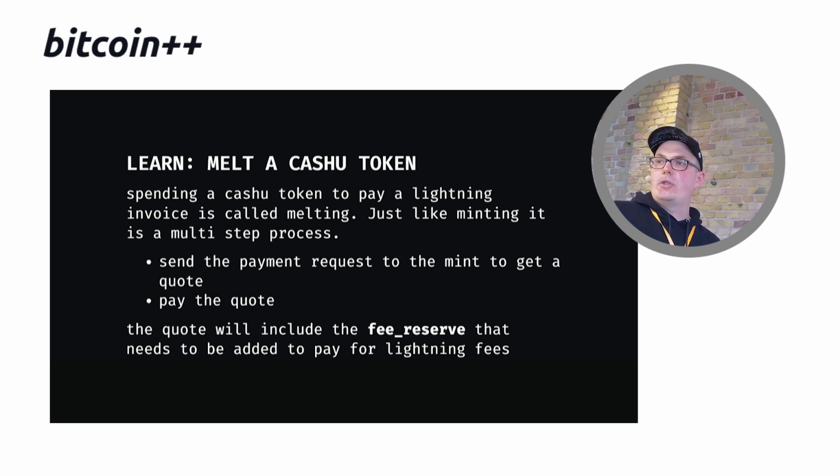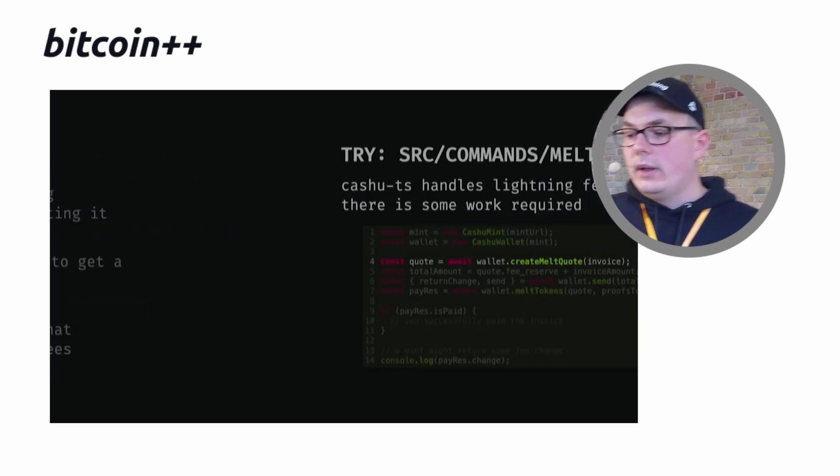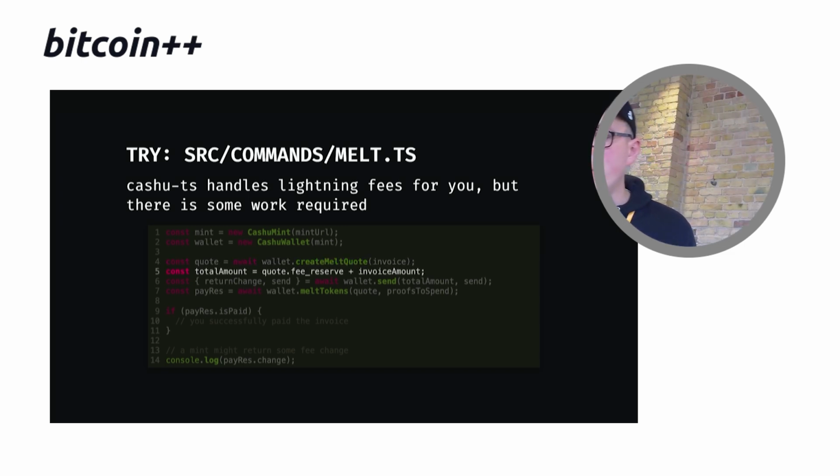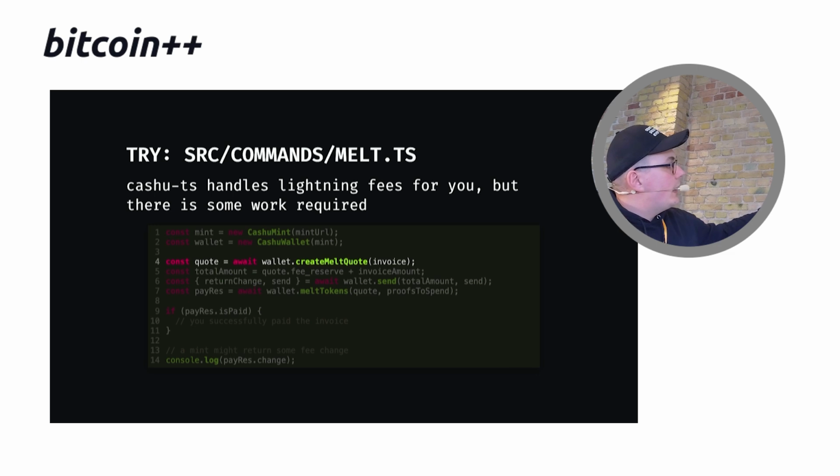We will not get back change today because we are not paying real invoices. And the fee reserve on this fake mint, on the test nut mint, is always 0, right? So there's no fees, no fee reserve, therefore no change, and we don't even have to put a fee reserve on top. However, we're still going to do it in theory, for example. So the first thing that we're going to do, just like we did with the mint, is call create melt quote, and as an argument give the Lightning invoice that we want to pay.